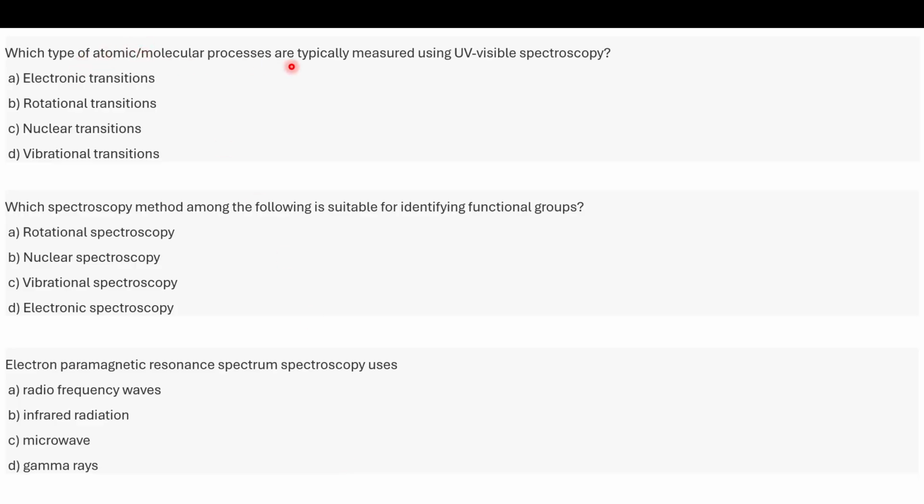Which type of atomic or molecular processes are typically measured using UV visible spectroscopy? It's more or less the same question. It is electronic transitions. Which spectroscopy method among the following is suitable for identifying functional groups? We just looked at it now. Vibrational spectroscopy.